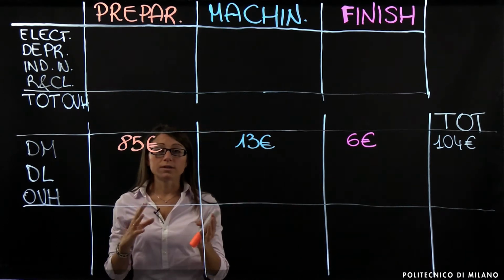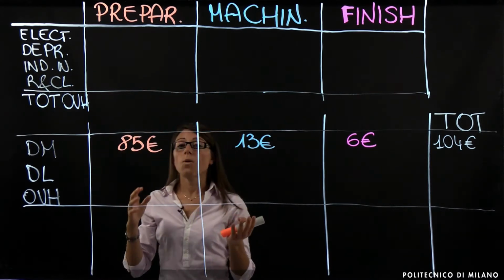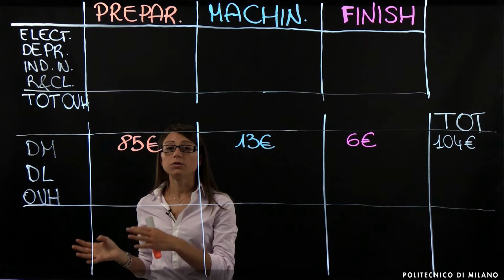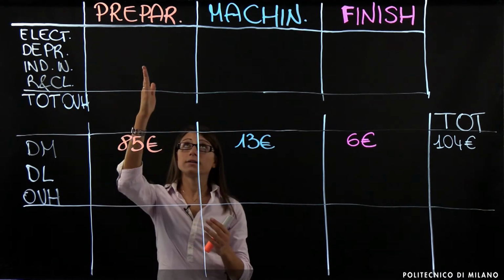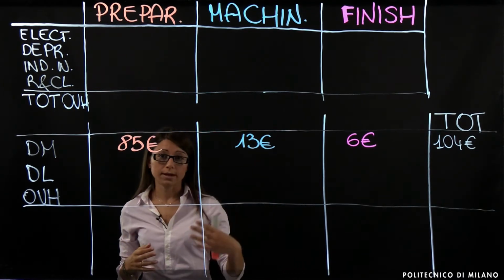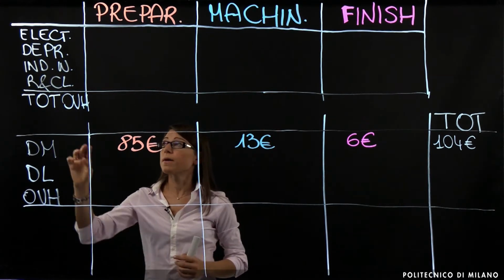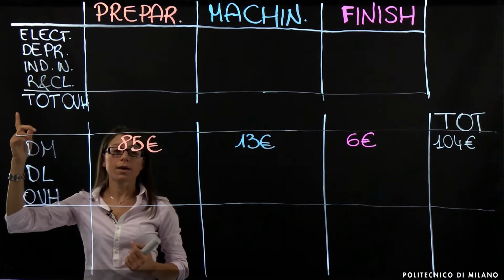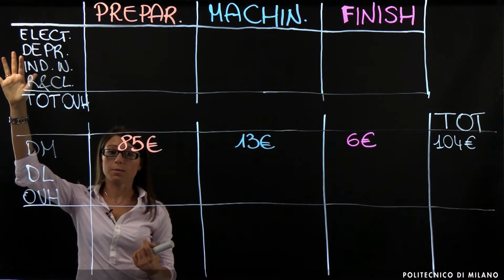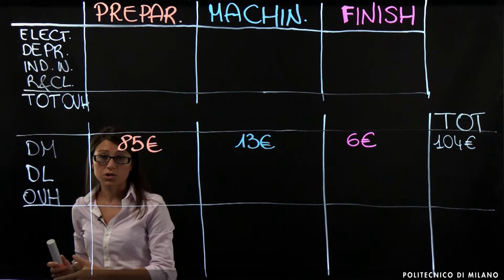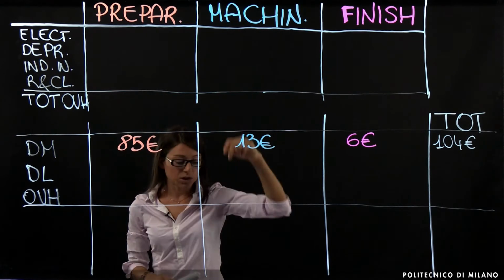What we have to do is to distinguish between the overheads that can be directly traced to the departments, and to identify those overheads that need to be allocated to the departments. There is some data that can be directly traced to a department, because we know by reading the text that machines are just within the machining department. So we have 2 different pieces of information, the electricity to power machines and the depreciation of the machines, which of course are related to the machines, which means that we can directly trace these 2 overheads to the machining department.